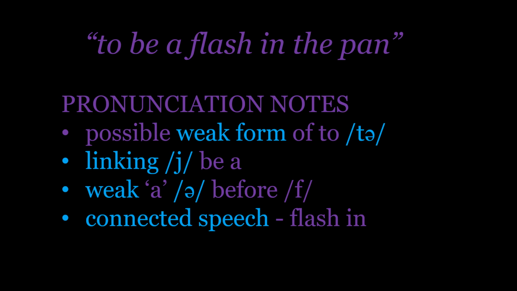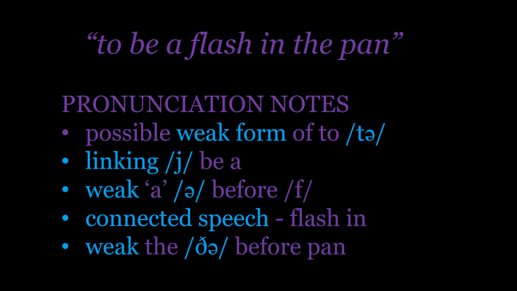The next thing we need to think about is connecting our speech. Flash ends in this sh, and then we've got a vowel at the beginning of the word in. So when we've got that pattern of consonant vowel, we get that kind of blending, so it almost sounds like one word. Flash in, flash in. So to be a flash in. And finally, because the word pan begins with a consonant, we weaken our the. So we don't say the pan, we say the pan because of that consonant p.